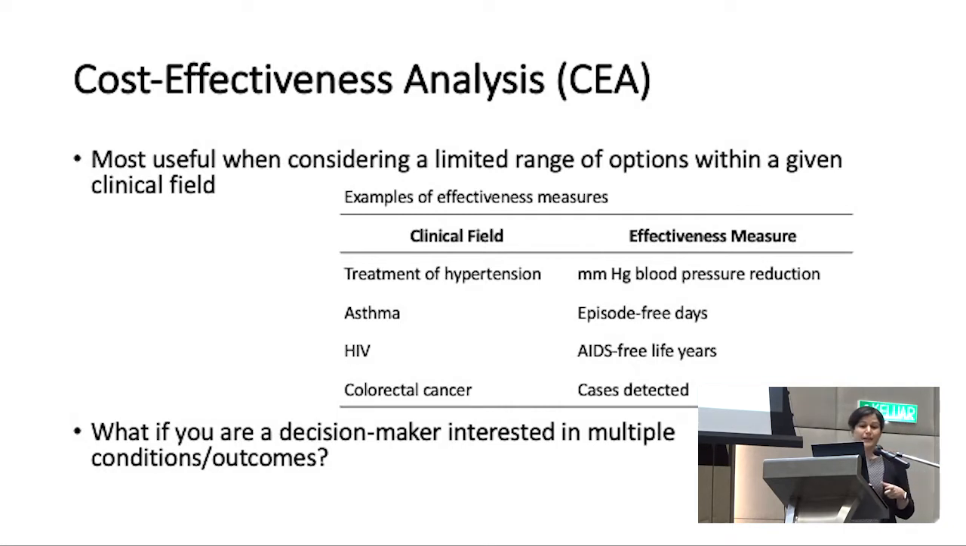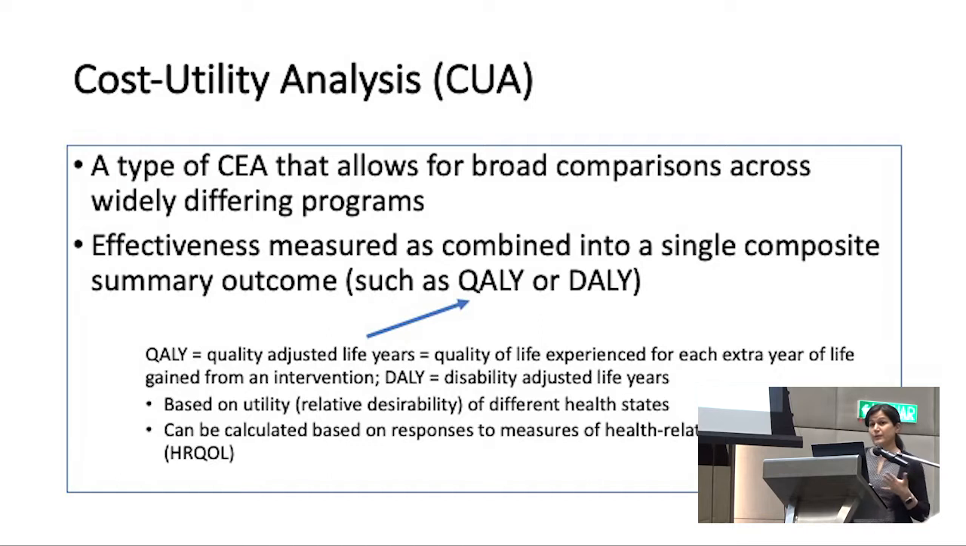So the challenge can be, what if you are a decision maker interested in multiple conditions or multiple outcomes, which is often the case if you're running a healthcare system or you're running your government payer trying to decide which programs to fund and invest in. You're often working with multiple interventions that target multiple different conditions, or you might have a complex intervention that is actually trying to target multiple conditions. So that's when we turn towards cost utility analysis.